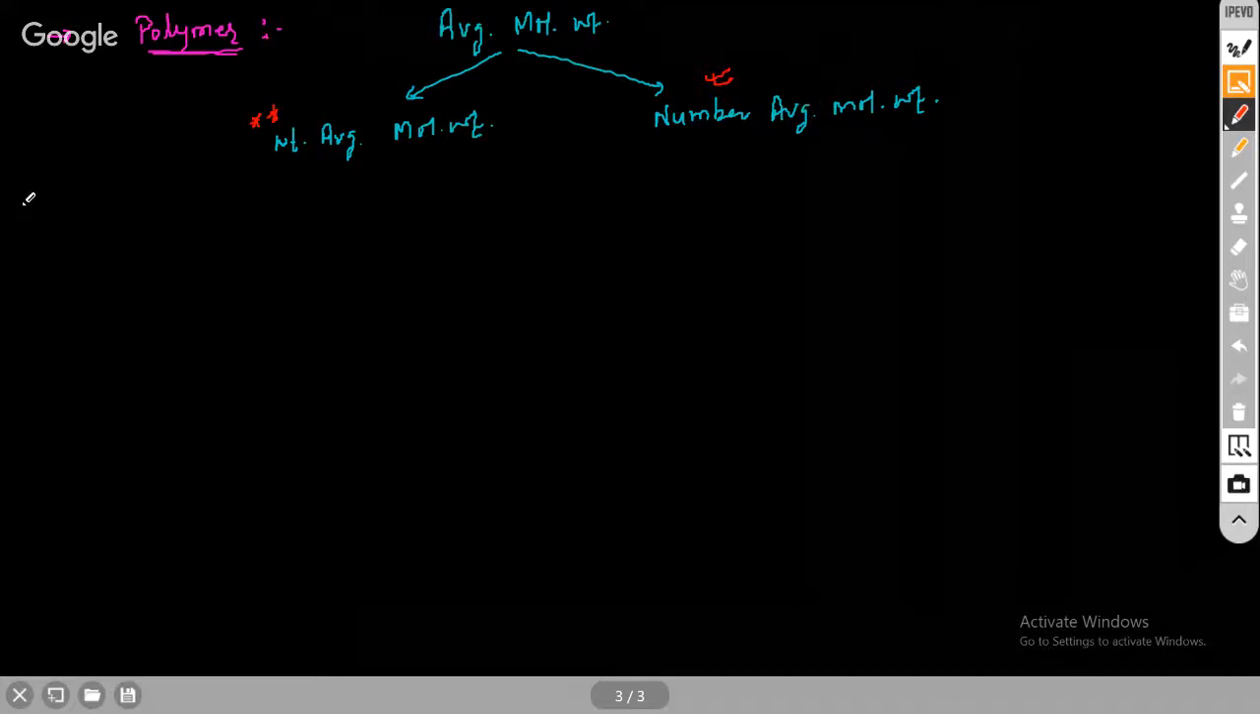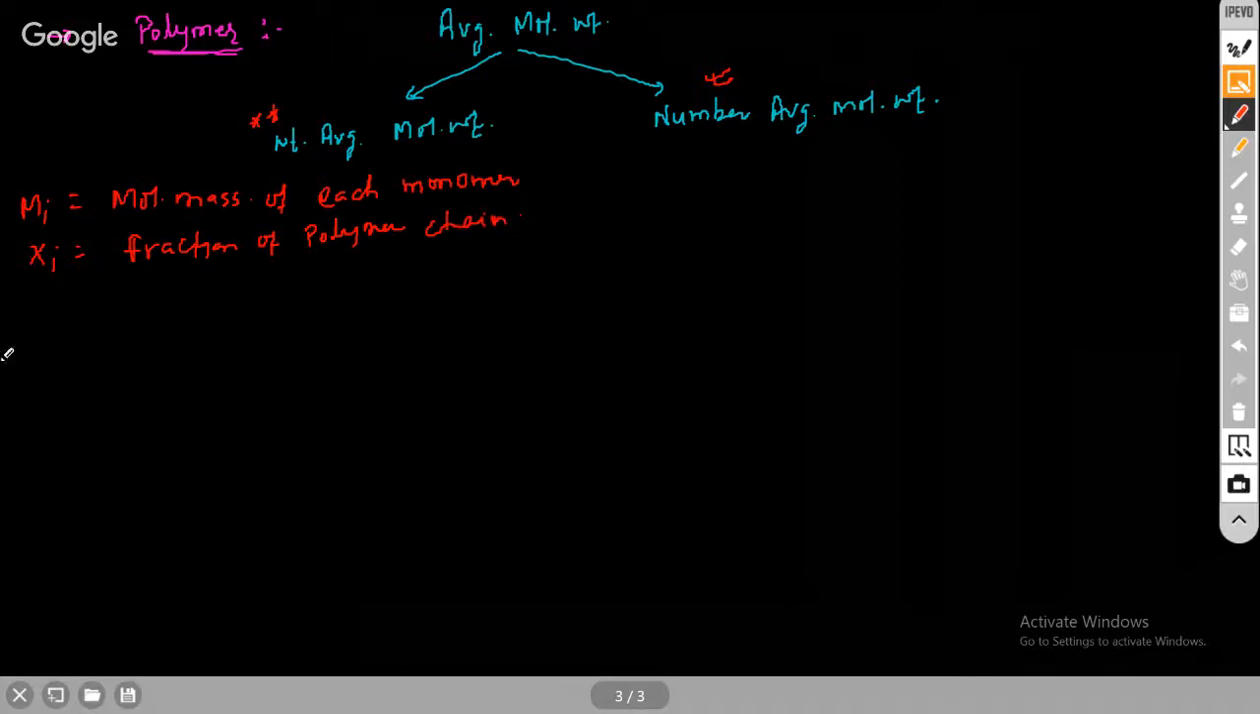Okay. Now, a little bit of notation we'll use here. Mi, if you write, it is the molecular mass of each monomer from which the polymer has been formed, right? Xi is the fraction of the polymer chain, means what is the fraction of each monomer basically.